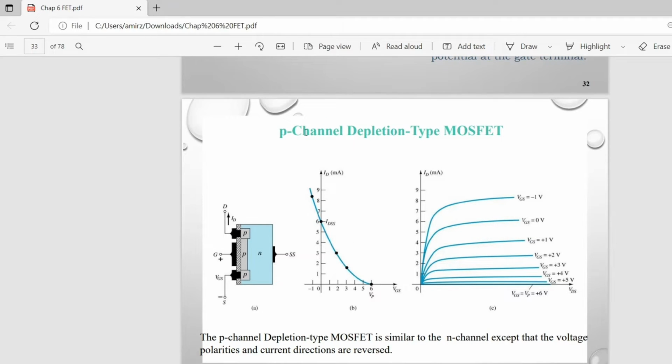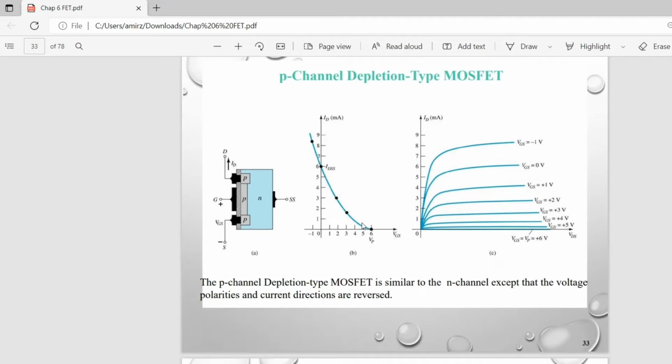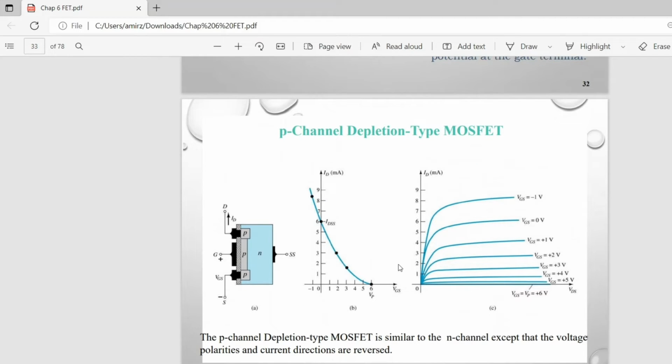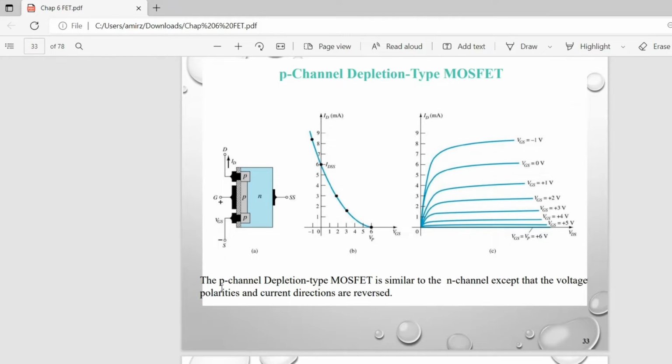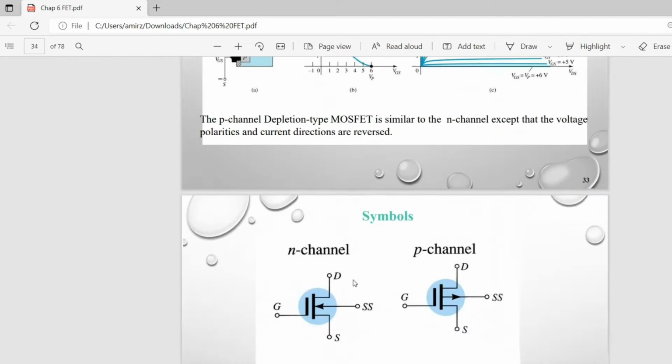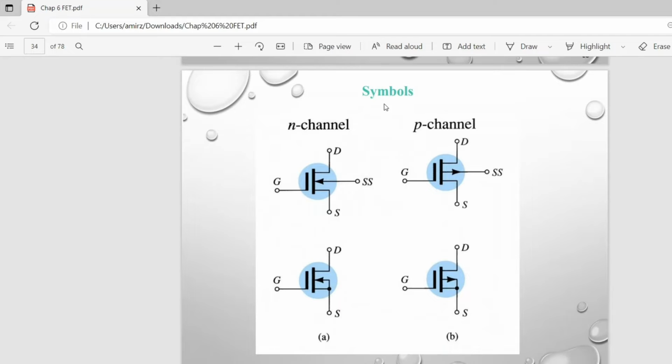Alright, we can go to the P-channel depletion type MOSFET. As we can see here, they have two plotted graphs, first and second. The P-channel depletion type MOSFET is similar to the N-channel except that the voltage polarities and current directions are reversed.